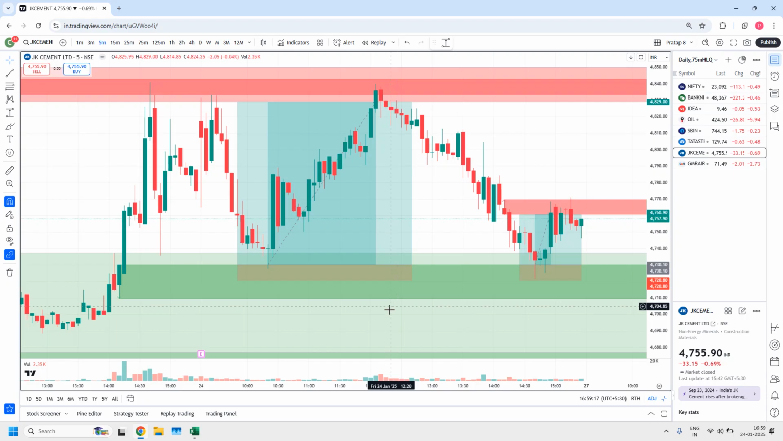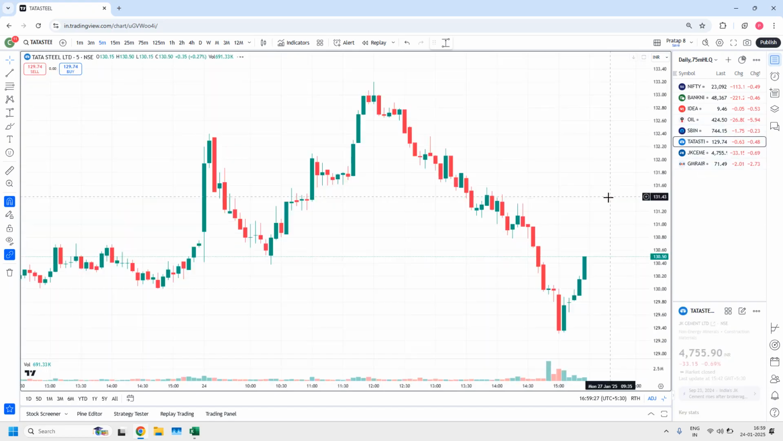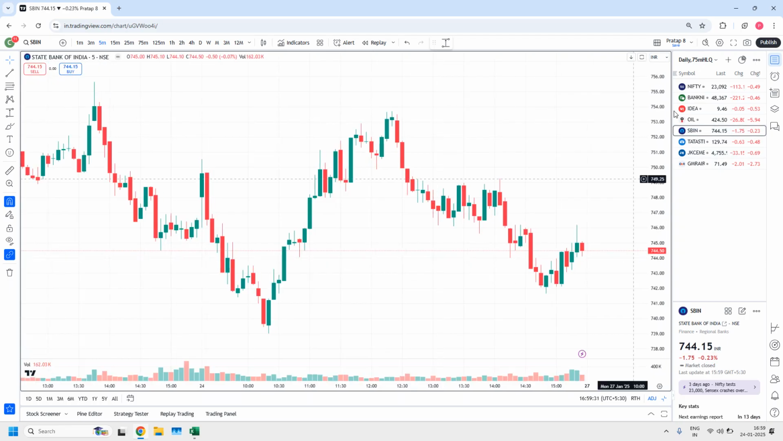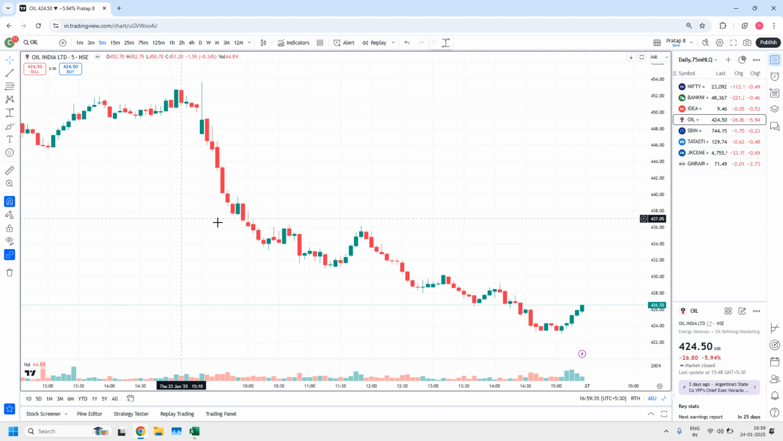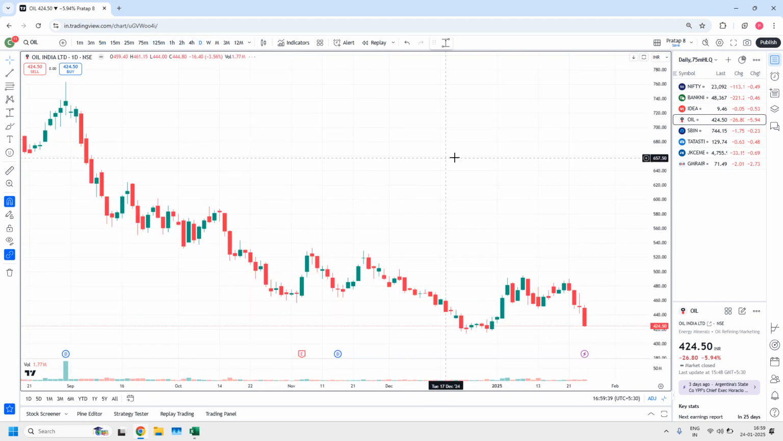So these are the trades, and one stock, I think one stock is also completely violated, and we know the zone will be violated. What is that stock? I didn't remember. Maybe Tata. Sorry. State Bank, is it? No, OIL. Yes, OIL. OIL is completely violated. It is a daily high liquidity zone.